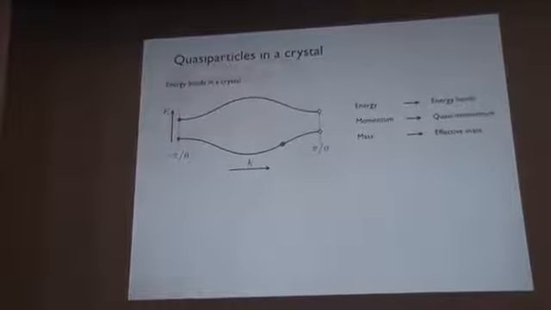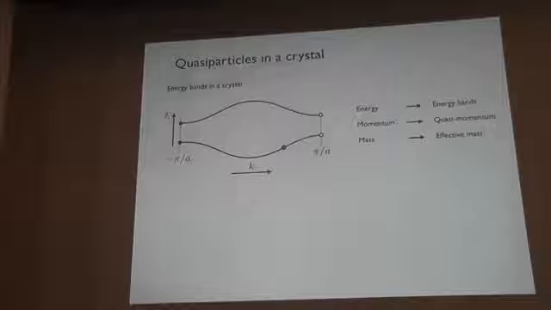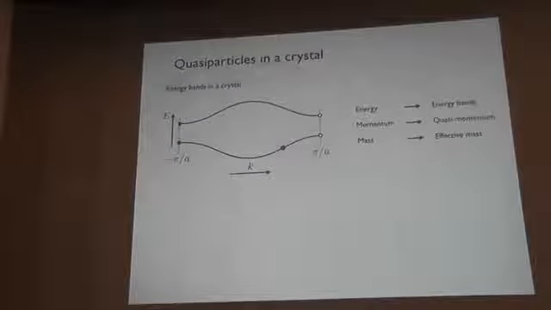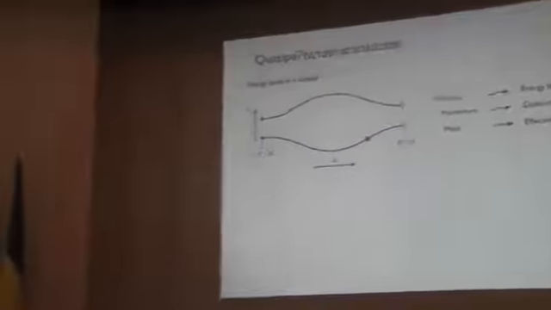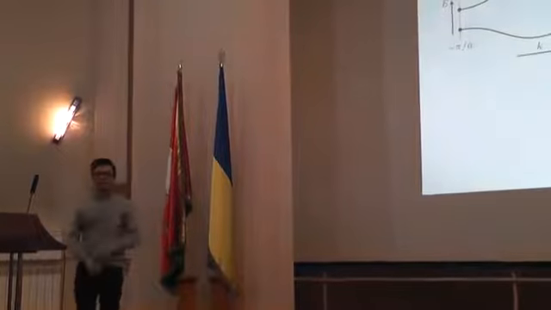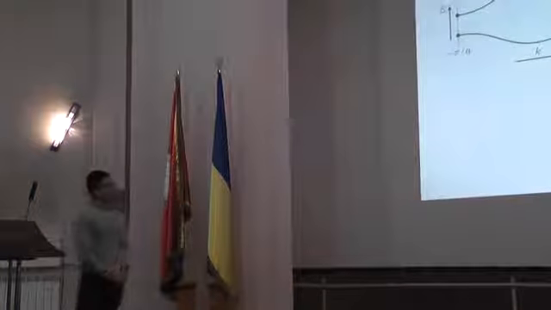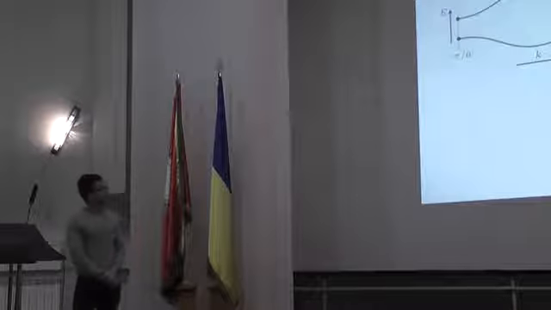If I have a particle in free space, it goes around, and it has an energy, momentum, and a mass. That describes a particle in free space. But if I have a crystal, the energy becomes energy bands, because I have some kind of crystal periodicity. Your momentum becomes quasi-momentum, and for mass you get an effective mass. That's a very nice way of describing quasi-particles, or electrons, or charge carriers inside a crystal.